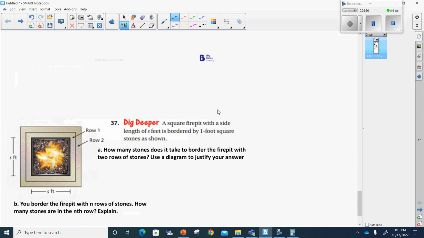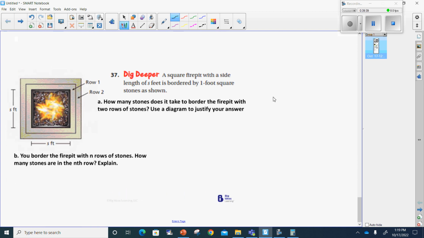All right, number 37 is next. Looks like the last one. A square fire pit with a side length of s. Okay, the square fire pit has a side length of s. So this is s, and that means up here is also s. Oh, good, they got it down here. I didn't need to write that.